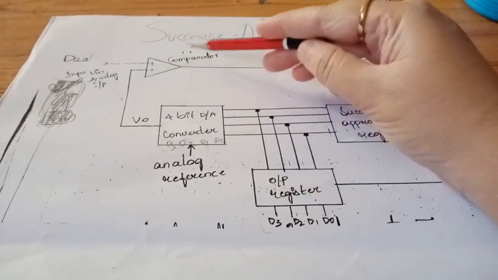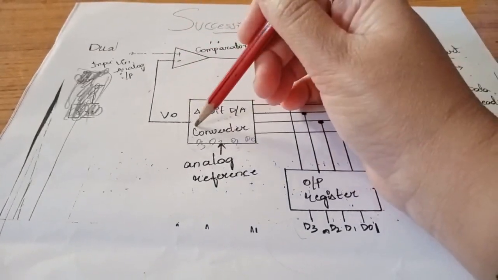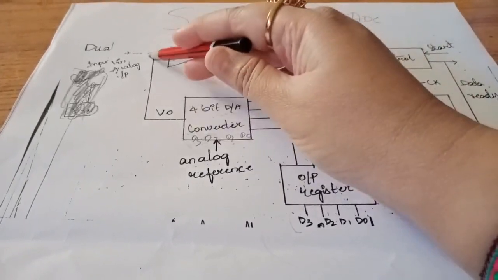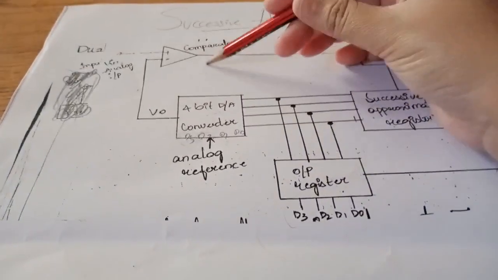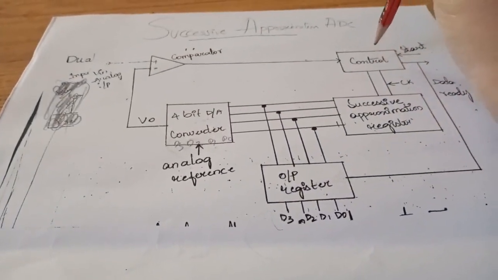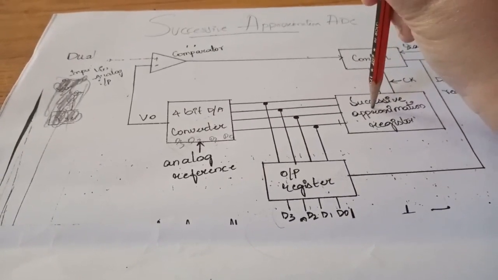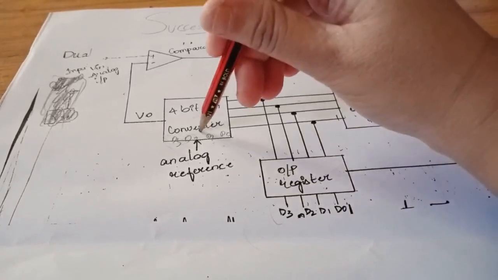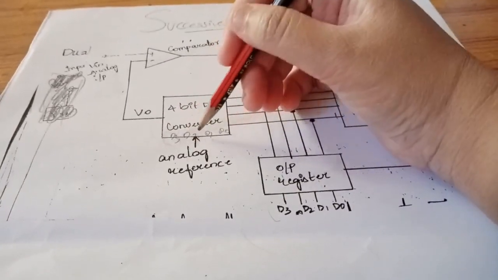After comparing, the analog input will be compared with the 4-bit D to A converter. Here the analog input is greater than D3. So it will compare and pass the signal to the control logic. The control logic will pass the signal to the successive approximation register. What will this successive approximation register do? It will turn off D3 and turn on D2.